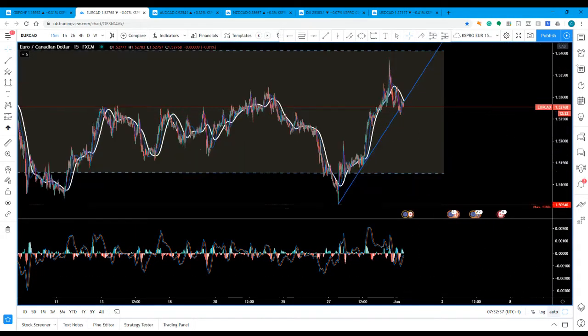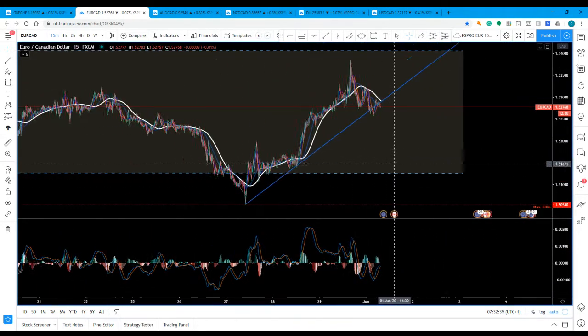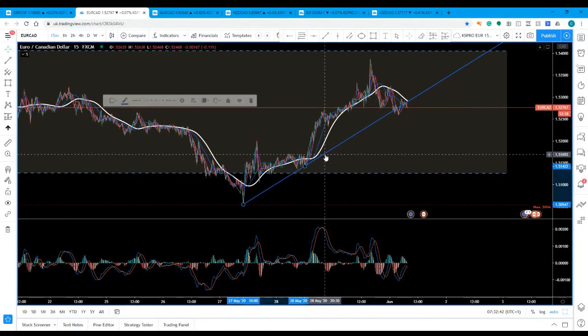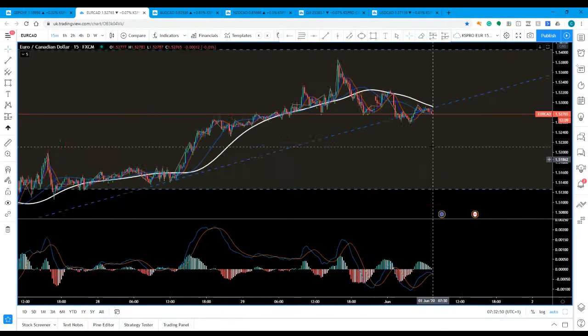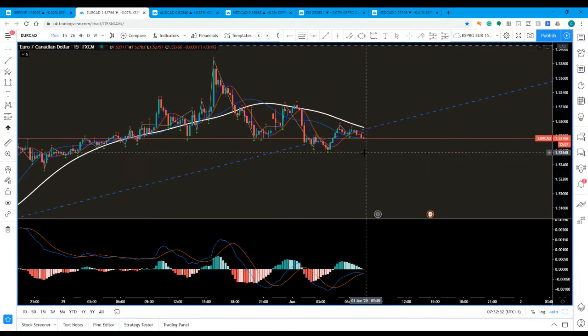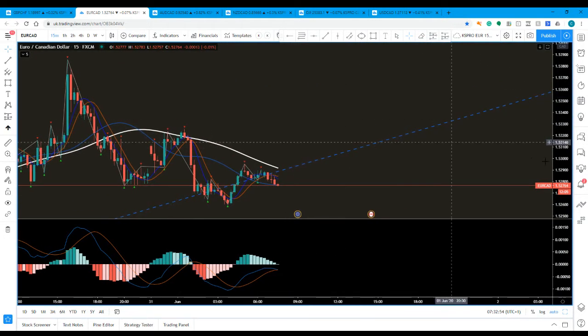Now, with regard to the trend line break, because that's what this is right here, we had a break, a test failed, and now this is looking like it's heading toward support.